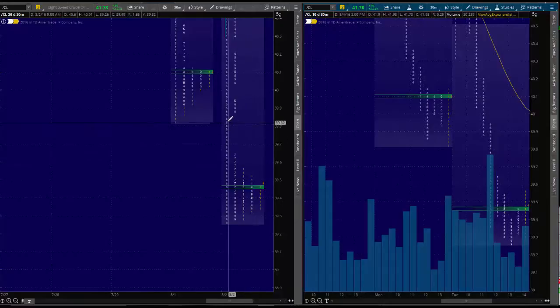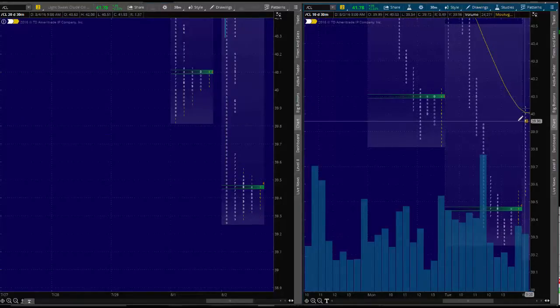But you see these single prints here. So what happens? The day opens, right? The day opens right here. I'm thinking that the market's going to go higher, right? And what does the market immediately do? It immediately comes down here like this.